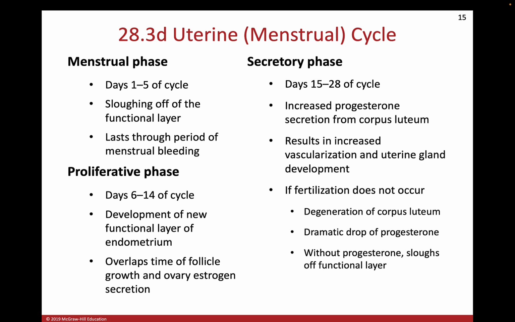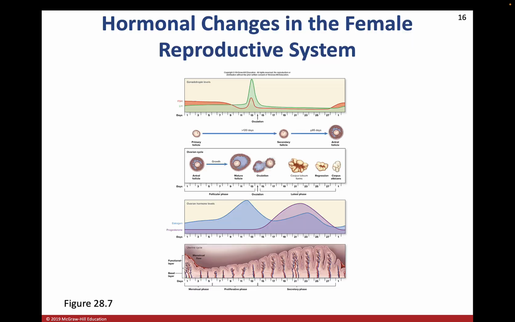Now we have increased progesterone levels from the corpus luteum. This is what actually results in increased vascularization and the formation of uterine glands. If fertilization does not occur, there will be degeneration of the corpus luteum and a dramatic drop of progesterone, and without progesterone, the functional layer will be shed and the cycle starts all over again.